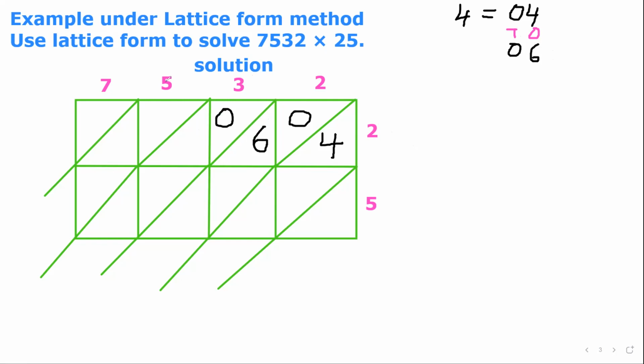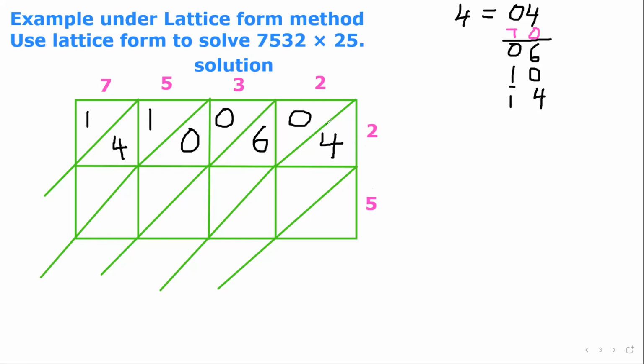Now 2 times 5, that is 10. So you know how to record. These are the positions of the tens and ones. So 2 times 5 is 10. So here the tens position is the 1 and the ones position is the 0. 2 times 7 here is 14. So here is 1 and 4. Okay, good. Now we're done with the 2. Move on to the 5.